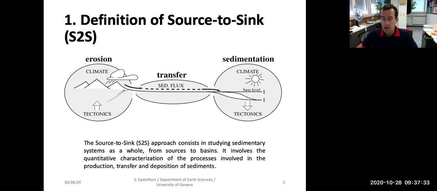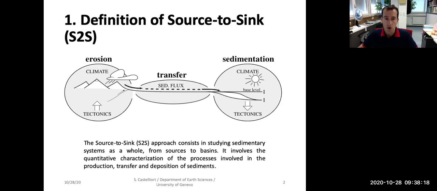Just this very first sentence has a lot of implications. And if you look at it, there is an important word in it, which is sedimentary systems. For instance, you see that I divided on this drawing the source to sink system in three zones: erosion, transfer, sedimentation. The erosion zone is already a system that produces sediment. In the transfer zone, mostly sediment passes by, but some of it is stored, whether for a short period or a long period. And then it ends up in the sedimentation zone.